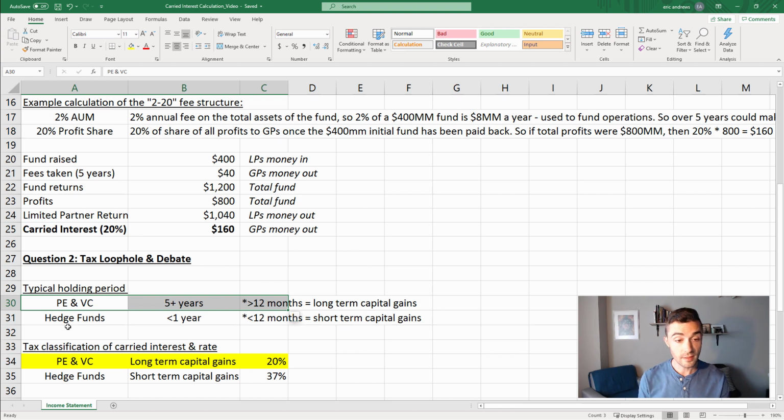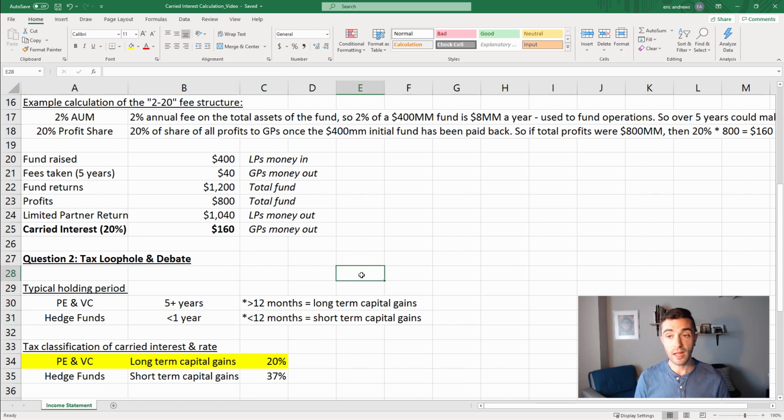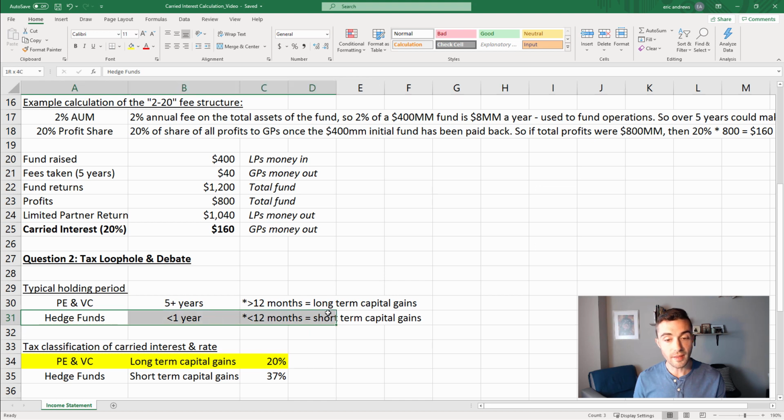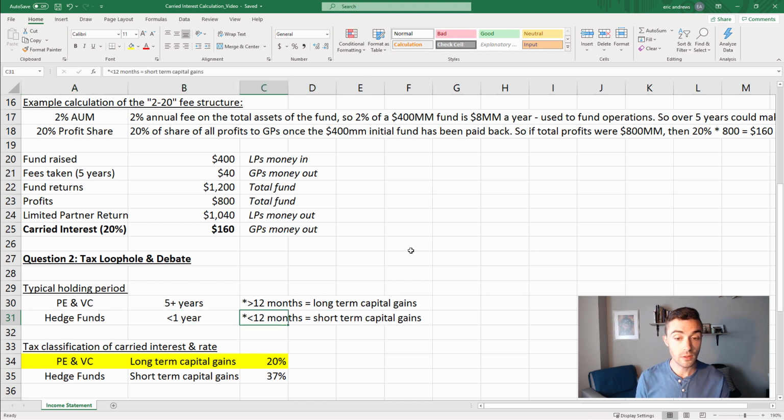But hedge funds, because they're investing in public businesses, they're getting in and out of tons of trades, they're using margin, they're investing in bonds, they're going short this, whatever, most of their positions are actually shorter. So the bulk of the income they make is from positions they've held less than 12 months. And so those are classified as short-term capital gains. And short-term capital gains are taxed at a normal income tax rate, whereas long-term capital gains have this lower tax rate that we're going to talk about right here.